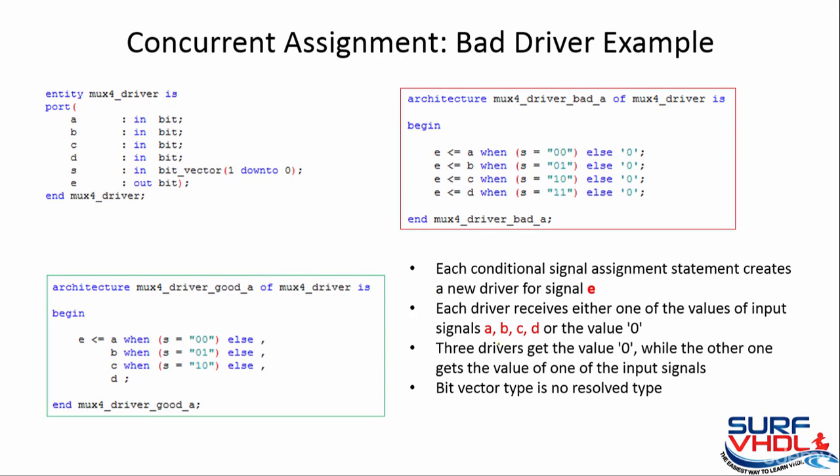A better and canonical implementation of a 4-way mux is this one. In this case, only one driver is present for signal E. In fact, the conditional assignment is only one. As a rule of thumb, in a concurrent statement, each assignment is a driver for the assigned signal. As we will see, this is not true in the sequential statement.